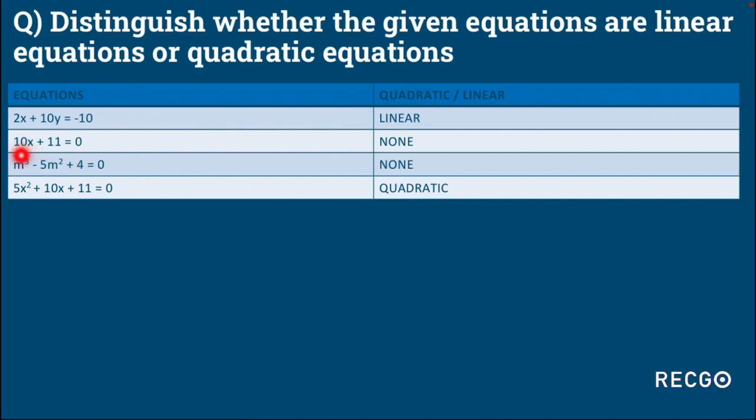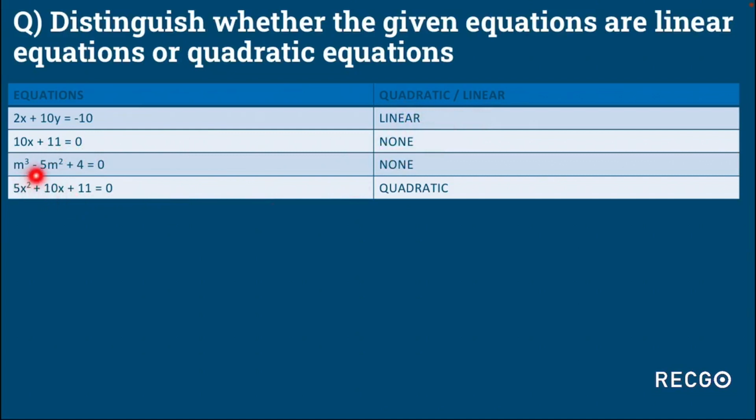So the second one is 10x plus 11, which is equals to 0. Now for any equation to be linear, it should have two variables, but over here we are not having two variables, we are having one variable. So this cannot be a linear equation. And for quadratic equation, we should have one variable throughout, but there is another condition that the maximum degree of that variable should be 2, and here the maximum degree is what? 1. So this is not a quadratic equation also. So it is none. Neither it is a quadratic equation nor a linear equation.